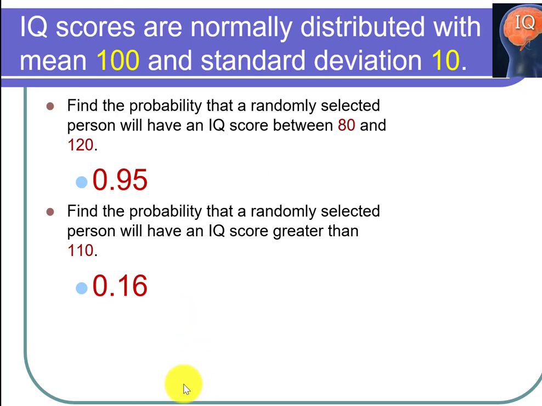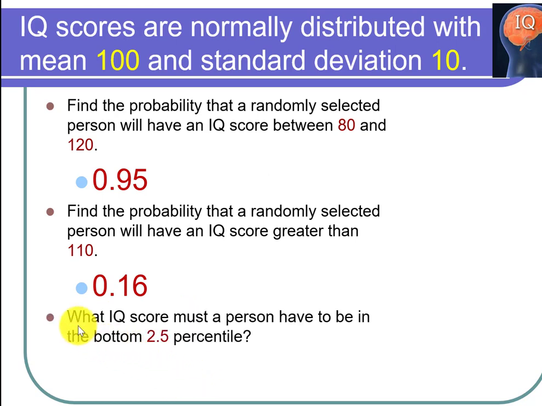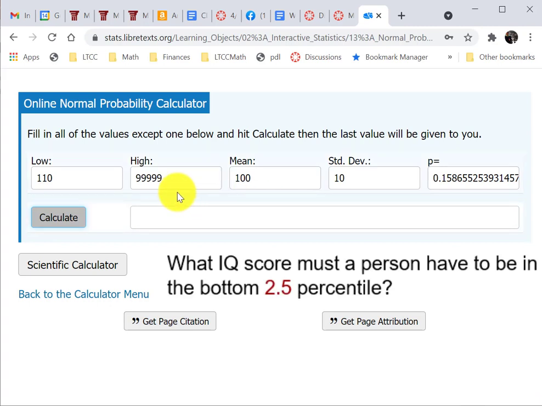Okay, now let's do a third one, and that is, what IQ score must a person have to be in the bottom 2.5 percentile? So you say, what's the highest IQ score to be in that 2.5 percentile is another way of saying it. So let's go back to the calculator. We want the 2.5 percentile. Okay, so here's the calculator again.